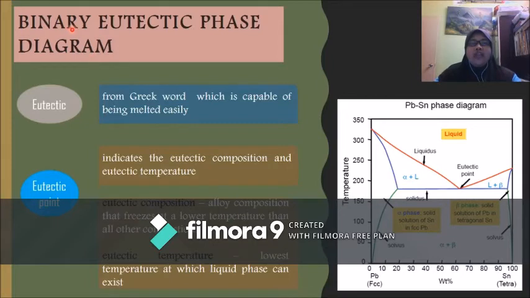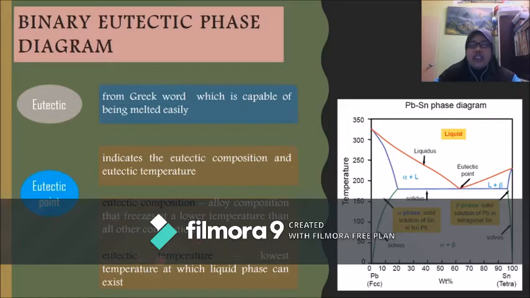Next, we move to the binary eutectic phase diagram. What is eutectic? Eutectic comes from the Greek word which is capable of being melted easily. What is the eutectic point? The eutectic point indicates the eutectic composition and eutectic temperature. What is eutectic composition? Eutectic composition is the alloy composition that freezes at a lower temperature than all other compositions.